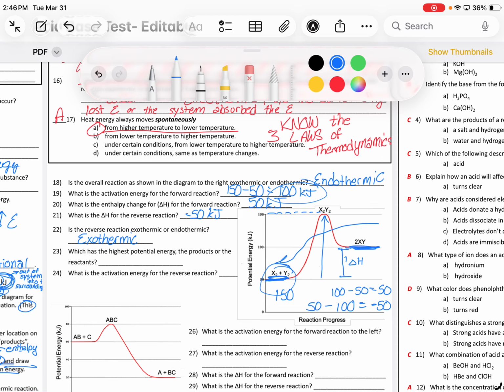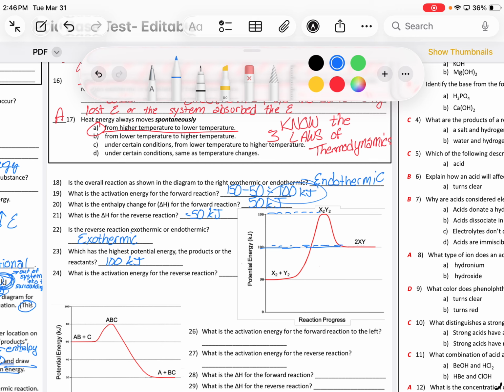Let me erase some things real quick. Which has the highest potential energy, the products or the reactants? Which one has the higher potential energy? Well, hopefully you can visualize that the reactants have 100 kilojoules, so they're going to have a little bit more than the products.